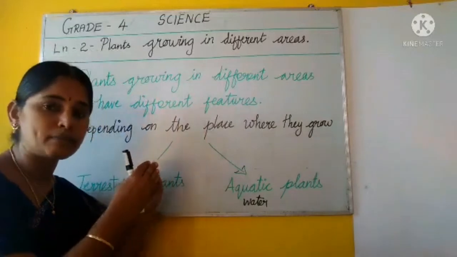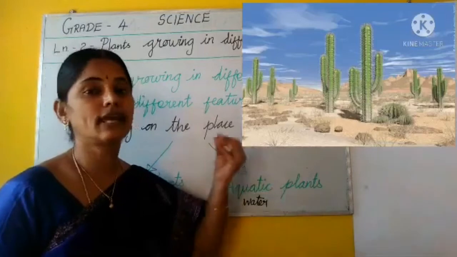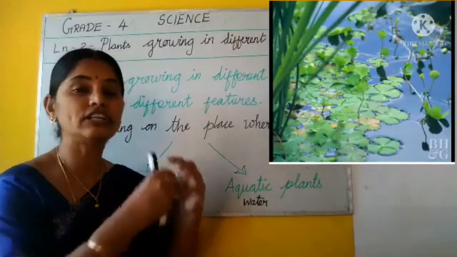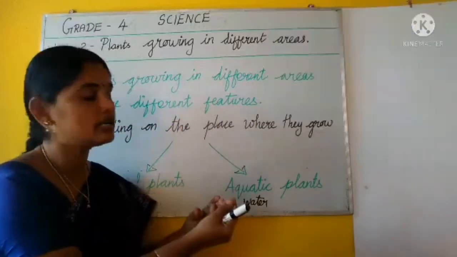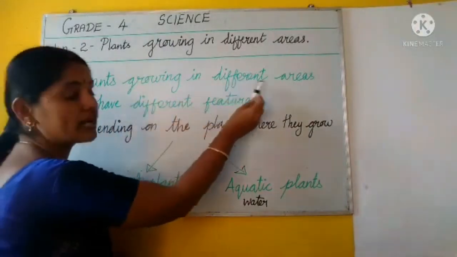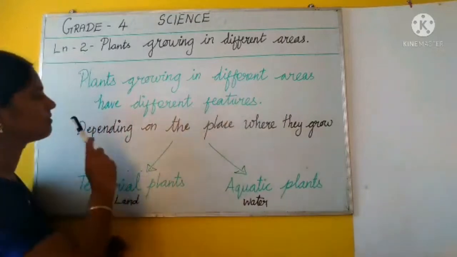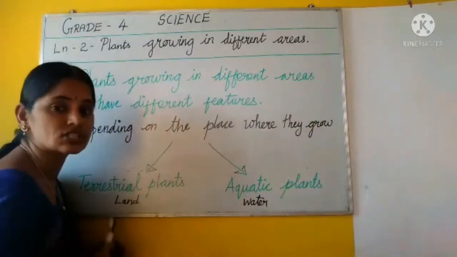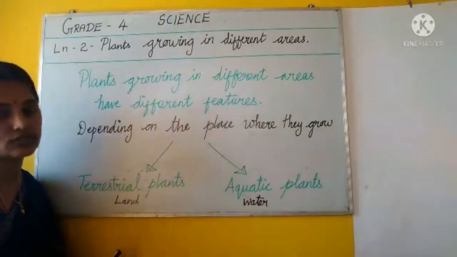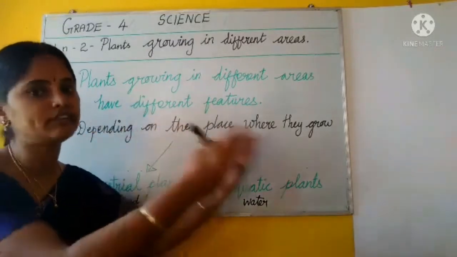Some plants have different leaves. If you see the desert plants, their leaves are different. If you see the water plants, their leaves are different. So different features are there. Plants growing in different areas have different features. Depending upon the place where they grow, they have different features.